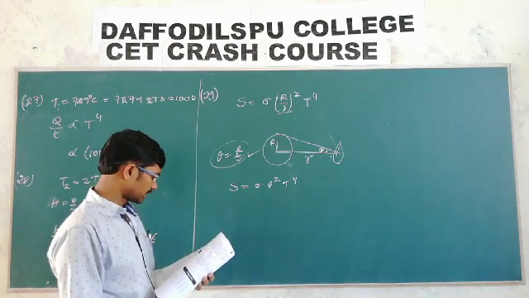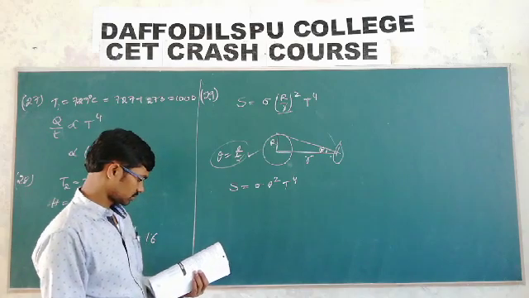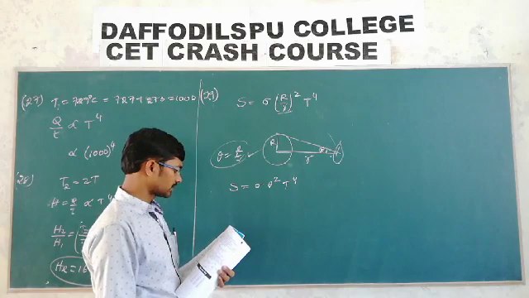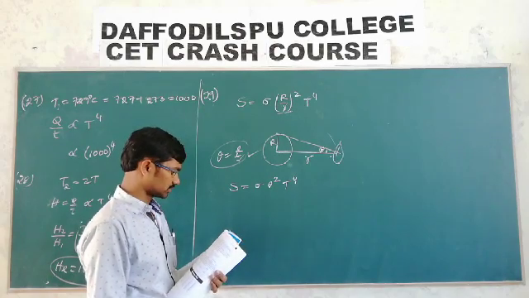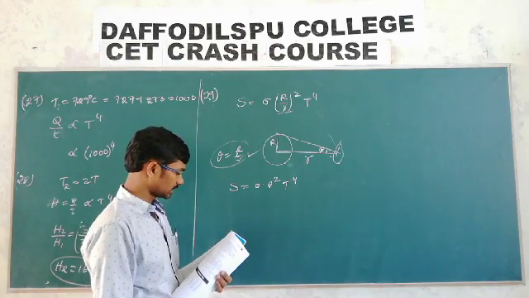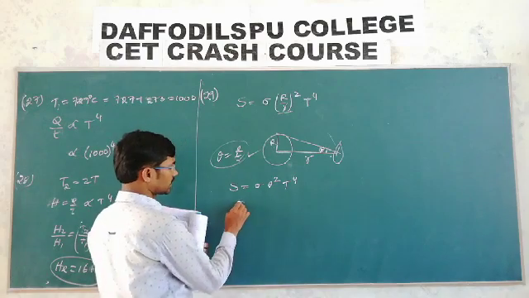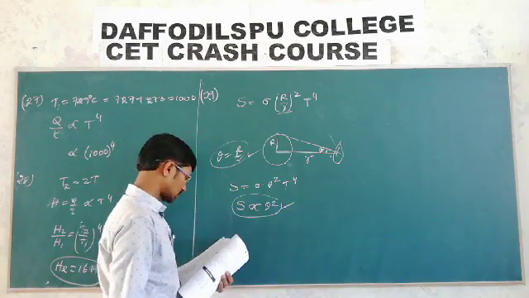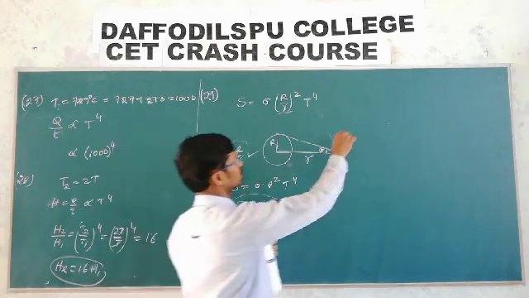Then theta is equal to R by R. So what we can write here? The sun subtends angle 2 theta at the planet. So what we can write here? S is directly proportional to theta square. Let us see 30.